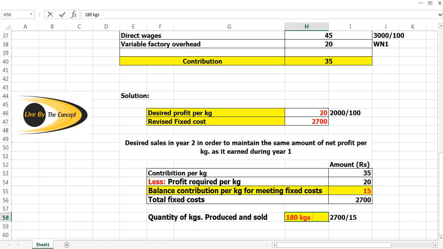So we need to understand that the total 35 contribution per kg, from that 20 we have allocated towards the profit which we required per kg, and the balance 15 per kg will be utilized in order to recover the fixed cost of 2700. That is how you will be having 180 kgs which you are supposed to produce and sell, so that rupees 20 per kg you can have as the desired net profit.